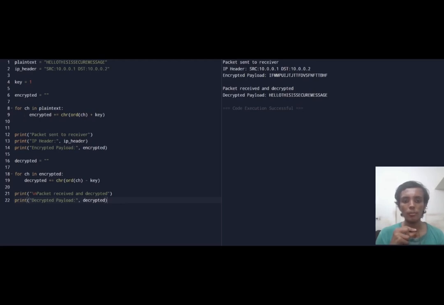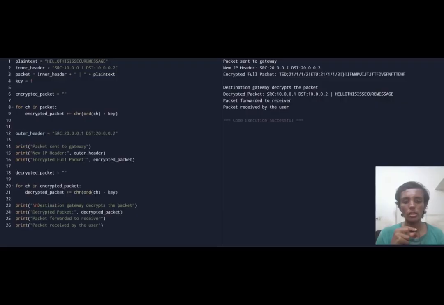Now, this packet is directly sent to the receiver, and at the receiver side, the message is decrypted and he gets the original message, "Hello, this is secure message." This shows that in transport mode, only the data is protected, but not the entire packet.